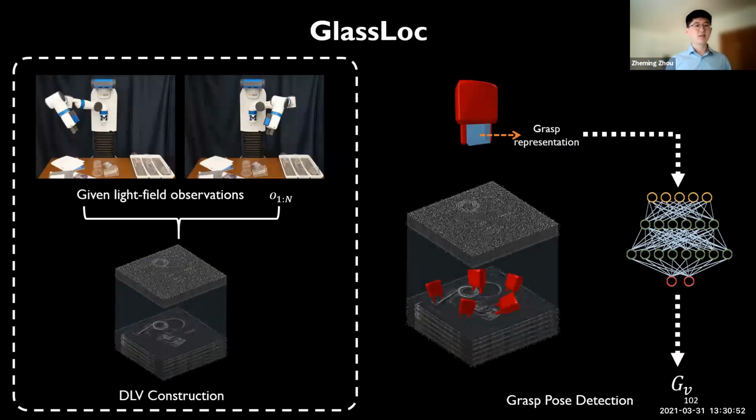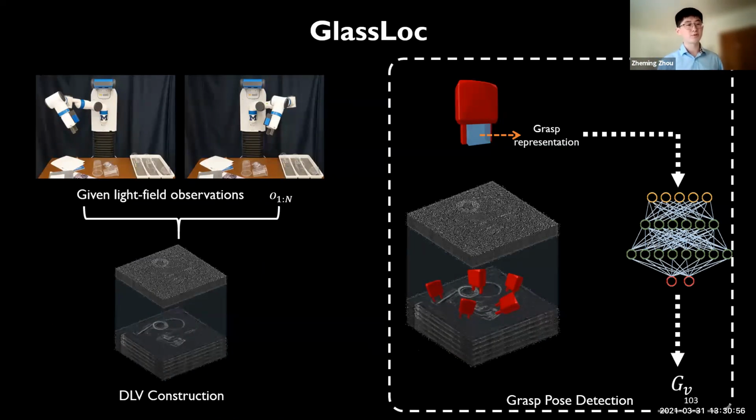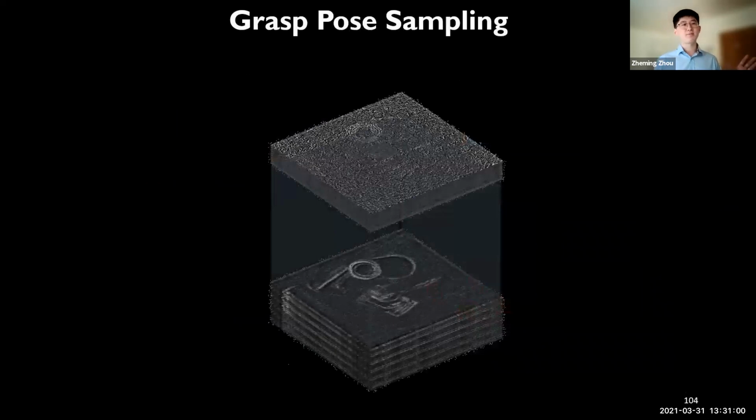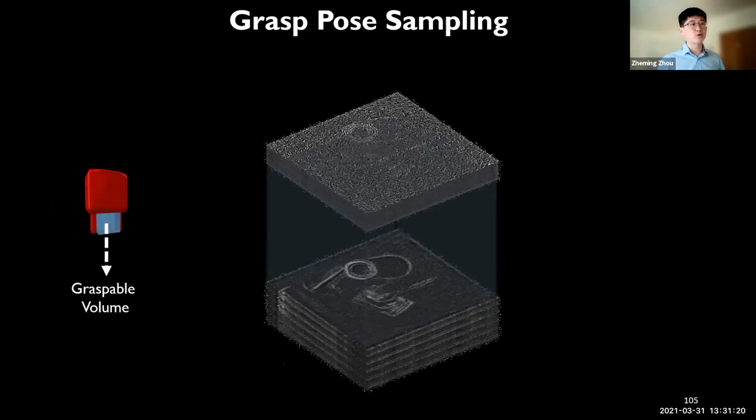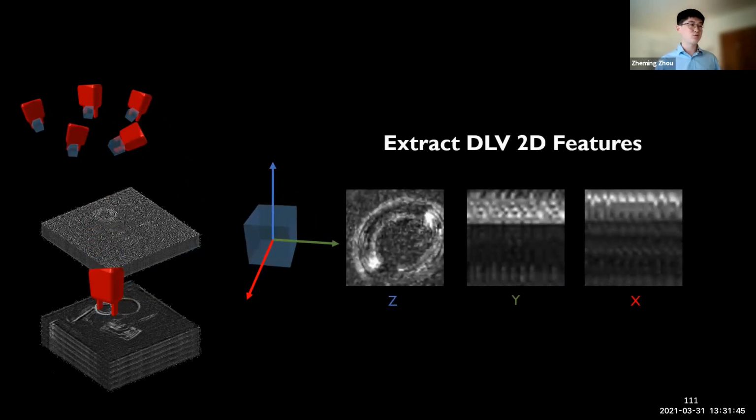After we have a DLV constructed, we can go to the second stage, which is what we call the grasp pose detection stage. In this stage, the first step is to perform grasp pose sampling. Since we are sampling the grasp poses, we first need to know what kind of gripper we are using. For instance, we are using the Fetch robot, which has a parallel jaw gripper. Then we define what we call grasp volumes to be the space swept when the robot fingers close, so it's a box-like volume. Then we can sample the grasp poses in the DLVs, and for each grasp pose, we extract its local DLV features. Instead of using only the 3D DLV as a feature, we also project it onto 3 axes to get 2D features to represent the corresponding grasp poses.